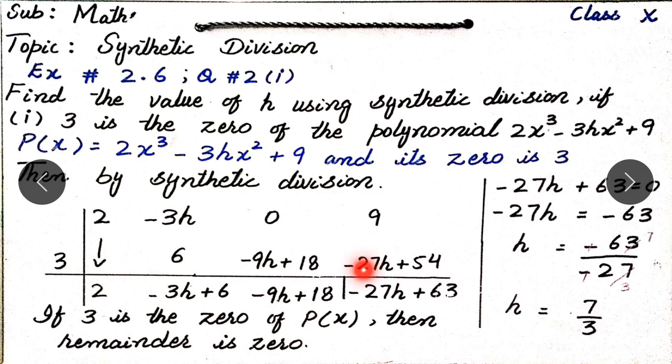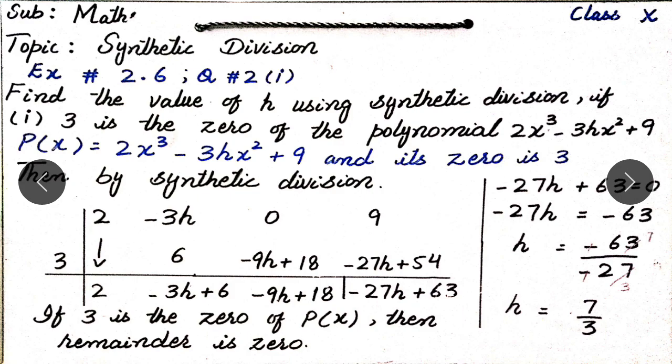Now we can see here that minus 27h cannot be added with 9, so it should be written as it is. However, 54 and 9 can be added. So 54 plus 9 will result in 63. Now you may be wondering why the remainder is not 0 here. It is not 0 because the value of h is missing. If you find the value of h and put it here, of course you will get the remainder 0.